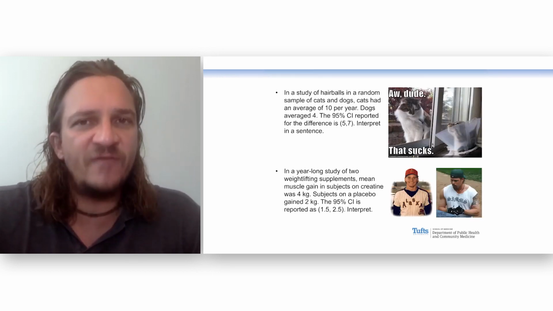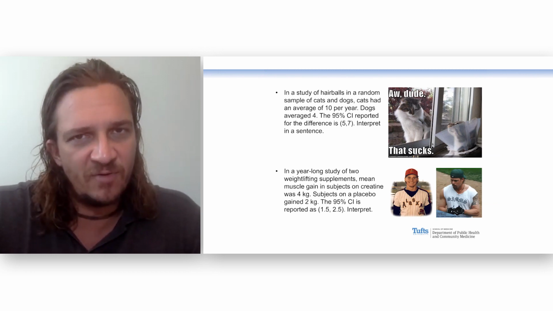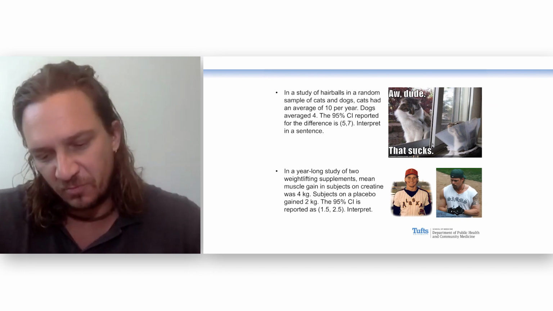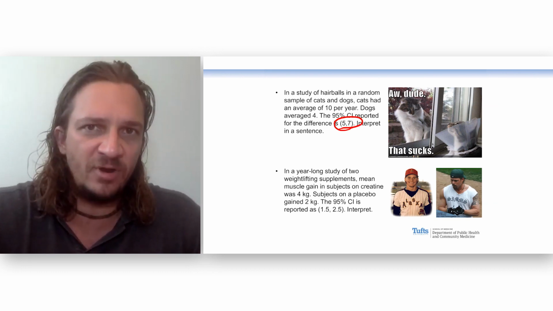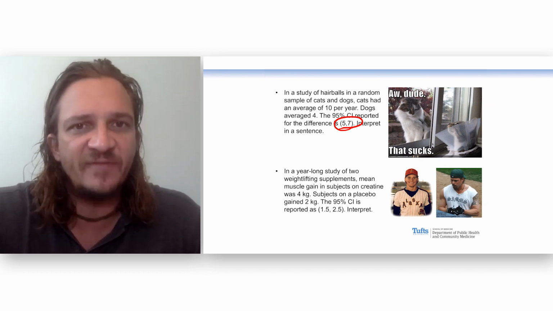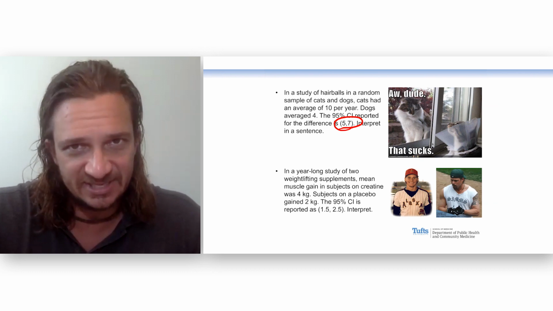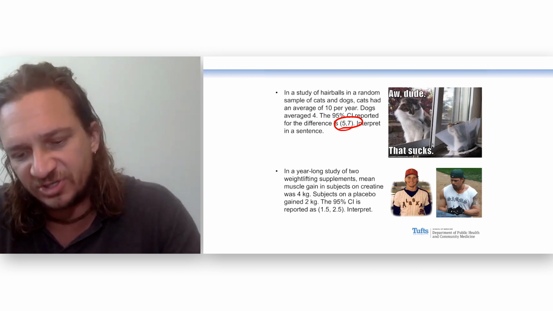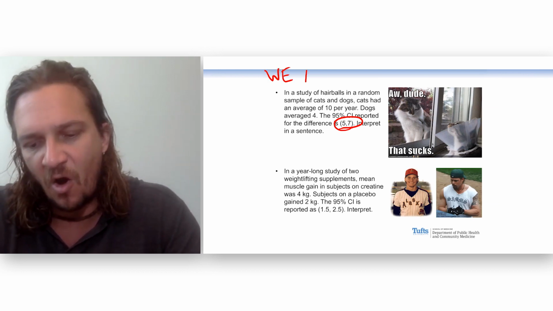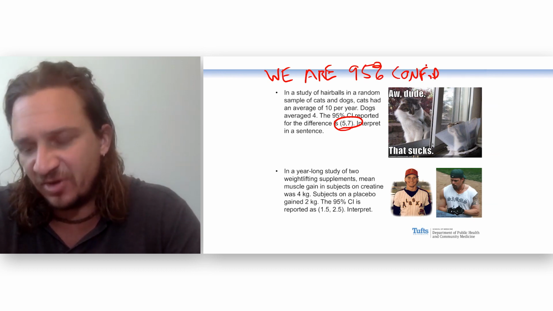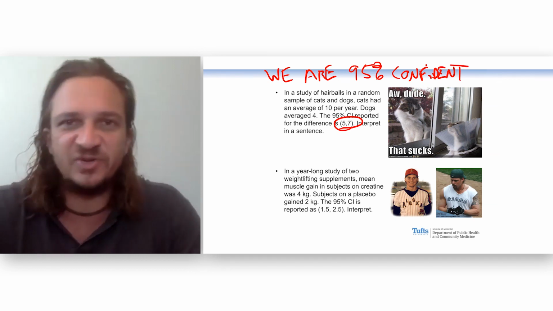Let's say that we have a confidence interval for the difference in the mean number of hairballs between cats and dogs. So imagine we have our computer output and we are 95% confident that the difference is between 5 and 7. How do we write a good sentence that summarizes this estimate of the population parameter? Well, they all start with, we are 95% confident.